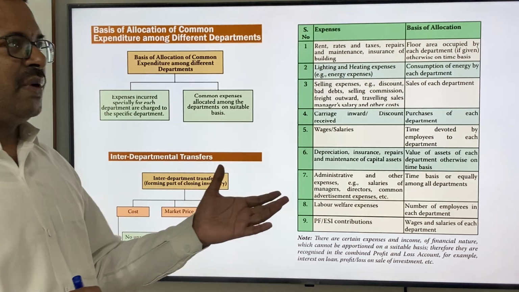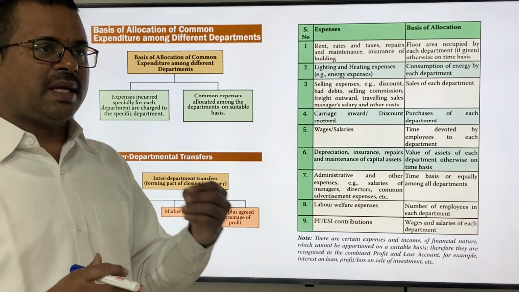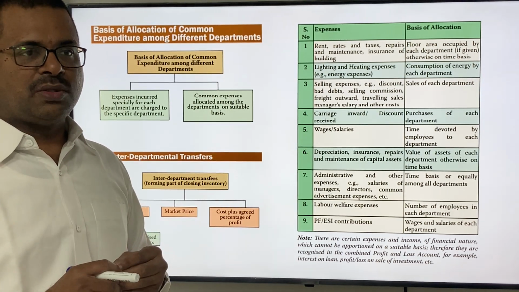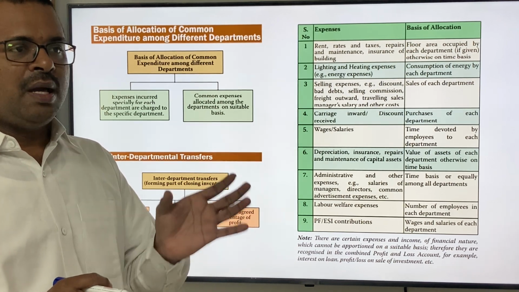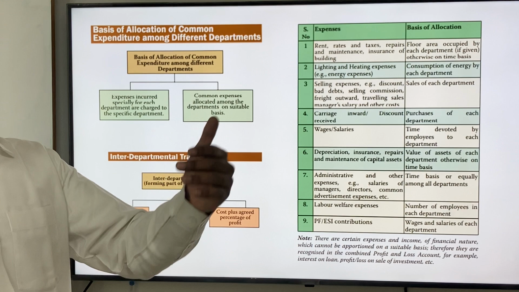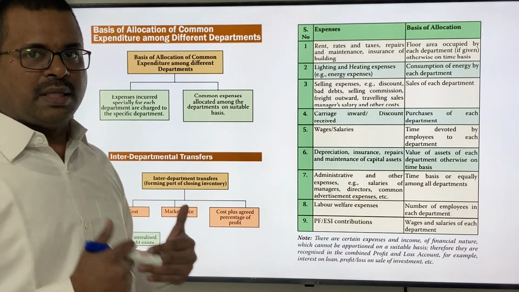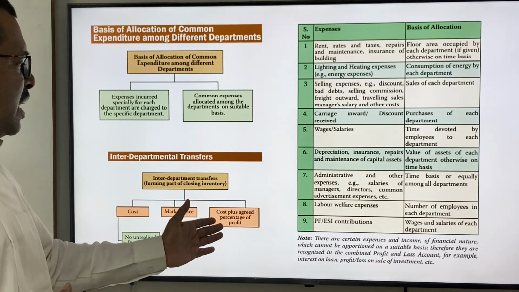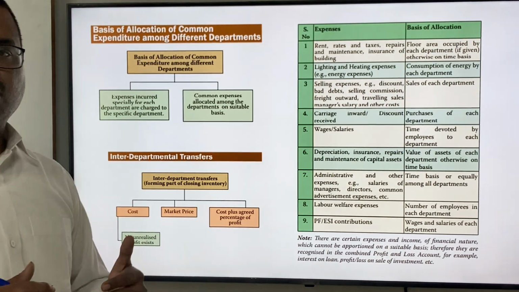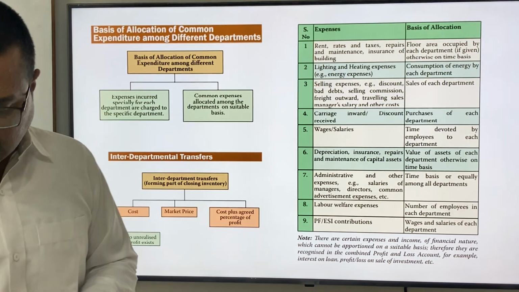For example, if 100 rupees is the cost and the management decides that the loading is 10% or 15%, then with 10%, 100 rupees plus 10 rupees will be taken as the cost to the other department, and that will be the selling price of the preceding department. Accordingly, they can do the transfer. This is another basis on which goods or services are transferred from one department to another.